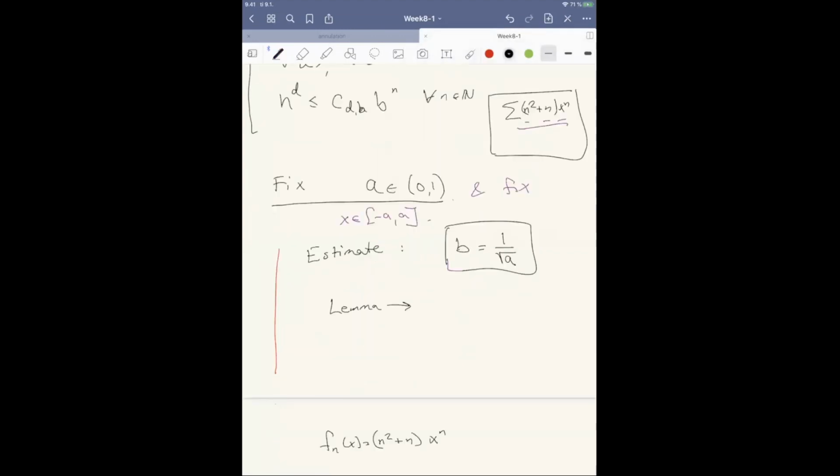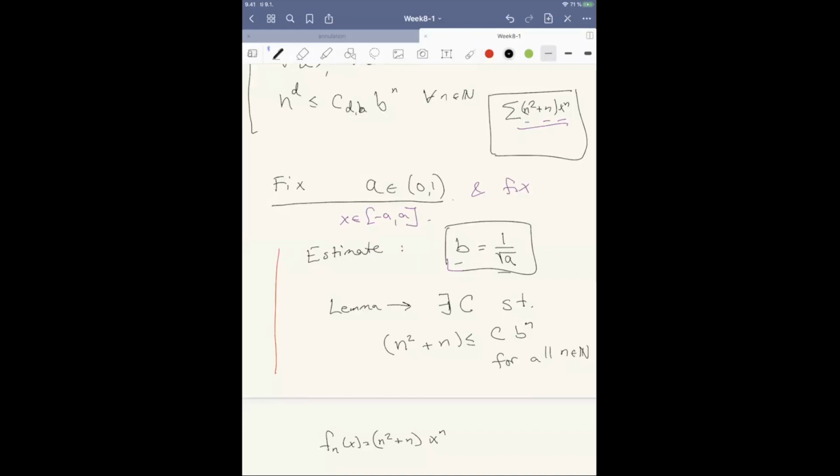So, and then we want to estimate these quantities. Let's look at, by the lemma, we know, and we'll choose b, and this choice will soon become clear, 1 over square root a. It will give us that there exists a constant, omitting the subscripts, such that n squared plus n is less than or equal to c b to the n for all n.